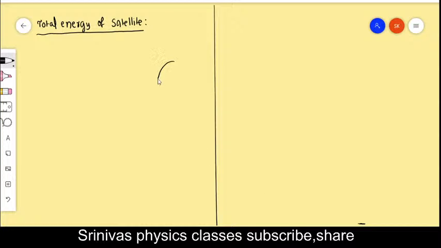This is the Earth. The Earth's radius we can take as capital R, and one satellite is revolving around the Earth at a certain height from the ground. This is the height at which the satellite is revolving. The satellite mass is small m, and the planet mass is capital M, and the satellite is revolving around the planet like this.